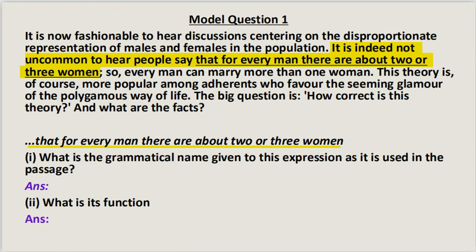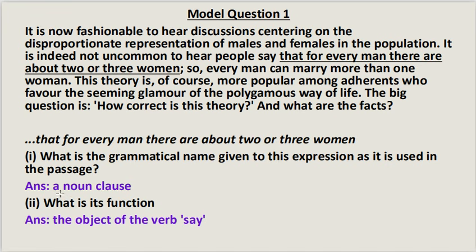Okay. The grammatical name is a noun clause. And let's explain. Let's go back to the sentence from the beginning. It is indeed not uncommon to hear people say that for every man there are about 2 or 3 women. If you look at it, this group of words functions as a noun clause. Remember, when I was explaining noun clauses, there are some words which I listed that usually begin noun clauses. One of them is that. And this one actually begins with that. However, we cannot bank on only the group of words beginning with that.